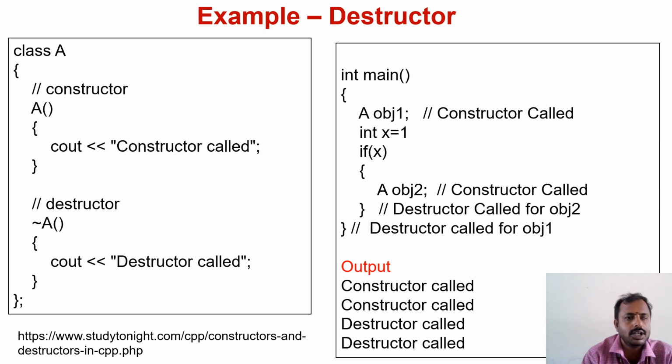Now let us see how it is invoked. From the main function, I create an object of the class A, and int x = 1 and int f = 1. When I create the object, the constructor is called. When the program completes, the destructor will be called automatically.